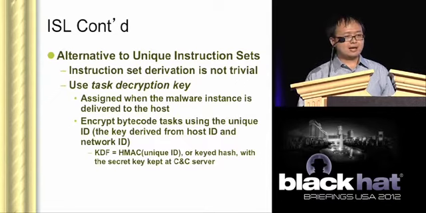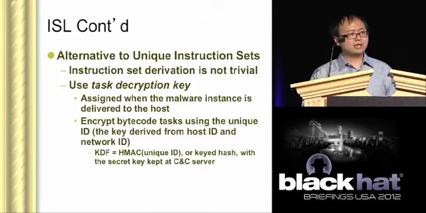So, as with binding an ISA to a specific host, if there is any deviation in the runtime IDs from the infection time IDs, the task won't be decrypted correctly and the interpretation will be incorrect. And because all the keys are generated at the server side, we're not going to use the same KDF, but we are going to replace it with a keyed hash or HMAC with a key that is kept secret at the server side.